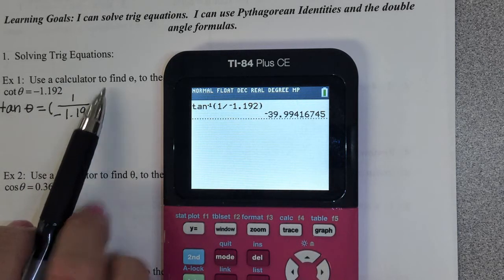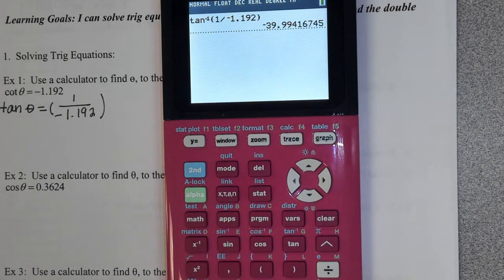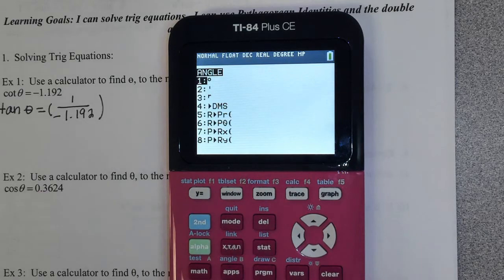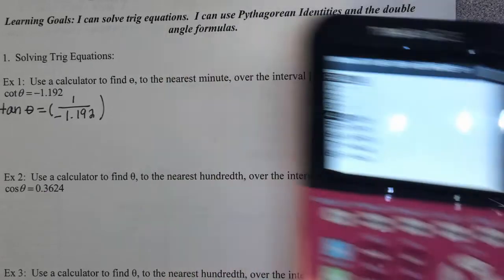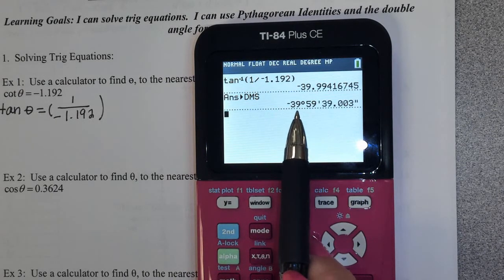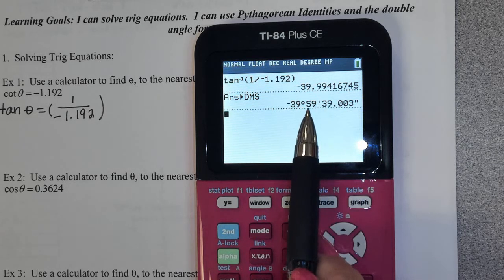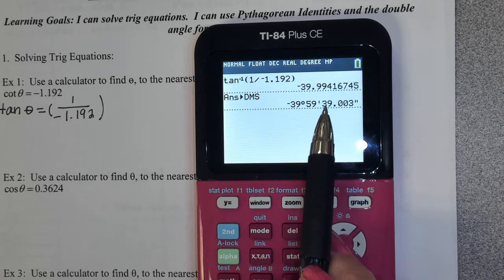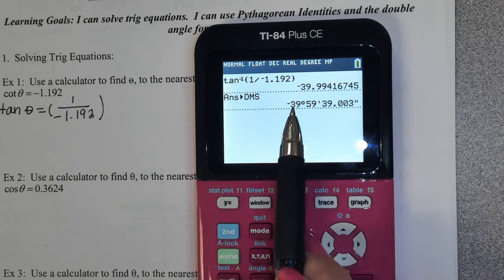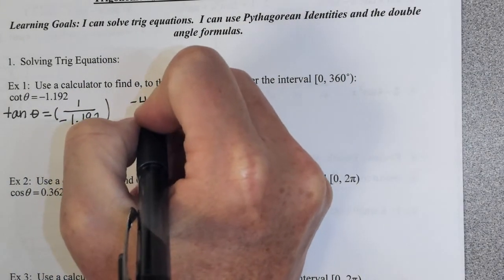I'm supposed to find the answer to the nearest minute, so now I have to go to angle on the calculator. Angle is located above the apps button. So I'm going to go second angle, and I'm going to switch this into degrees and minutes to the nearest minute. So my answer then is negative 39 degrees and 59 minutes and 39 seconds. Well, there are 60 seconds in a minute, and this is over half of a minute. So I'm going to just round this up. If this rounds up to 60, then this is going to round to negative 40 degrees. So therefore, my answer would be negative 40 degrees.